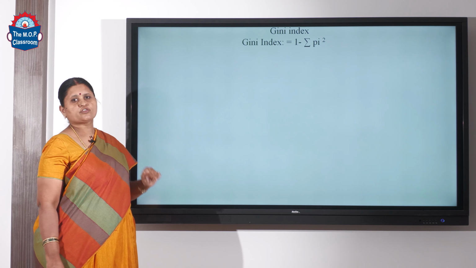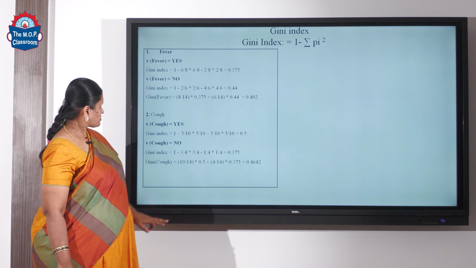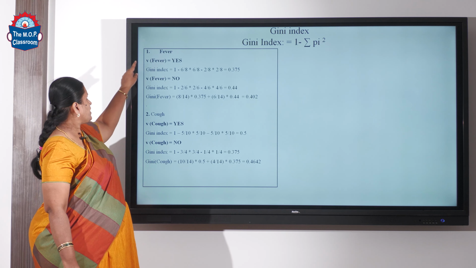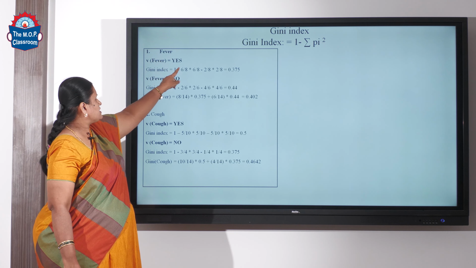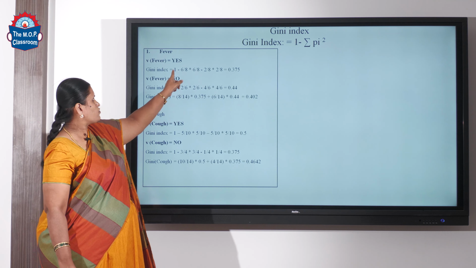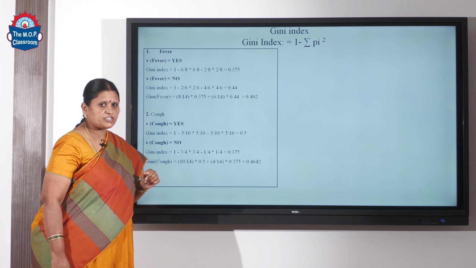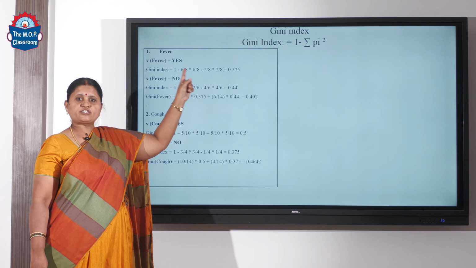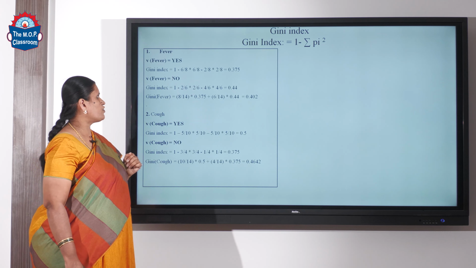So next we'll move on to the third type of attribute selection measure, called the Gini Index. So this is the formula. Now we'll see how to calculate the Gini Index. So here, the fever case, yes. The formula is 1 minus the squared proportions of yes and no. So out of 8, 6 is yes here. Again out of 8, 2 is no here.